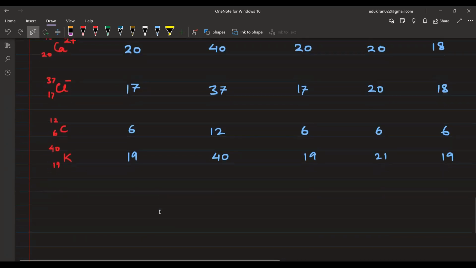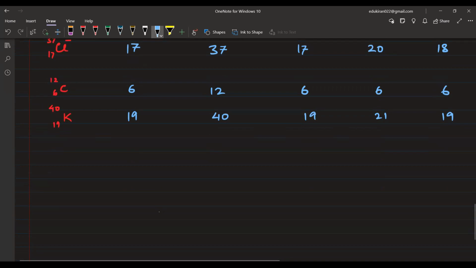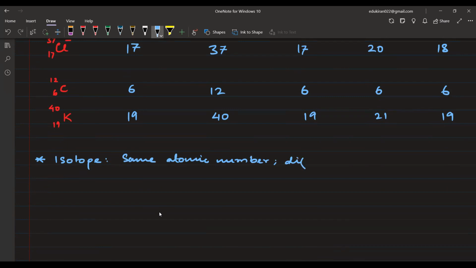Okay, after this there are a few things that you must know, but still I am writing this so that it is present in your notebook. Isotope. What are isotopes? They have same atomic number, but they will have different mass number.